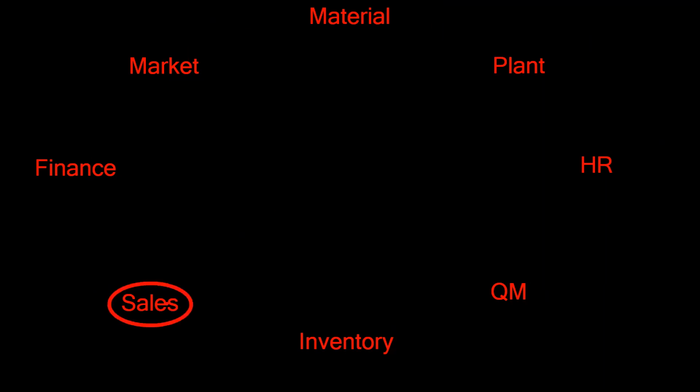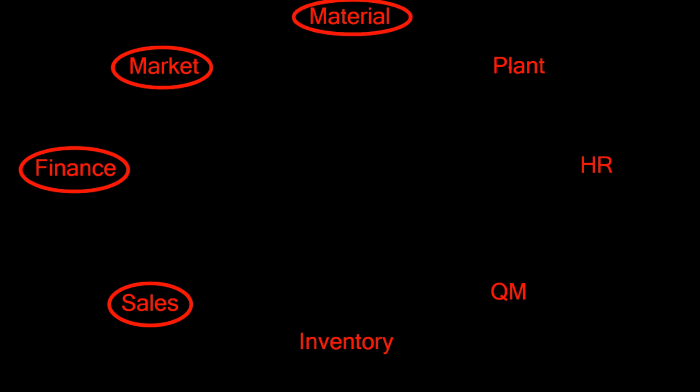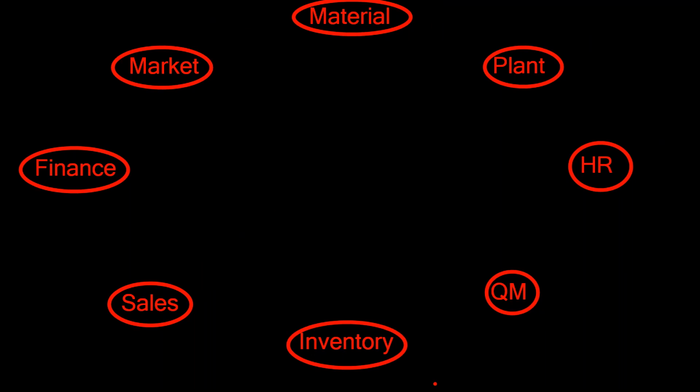If you take an organization, these are the departments. For example, if you take a product based organization, these are the mandatory departments. Take Tata Motors, which is a product based company. In this company, these are the mandatory departments.